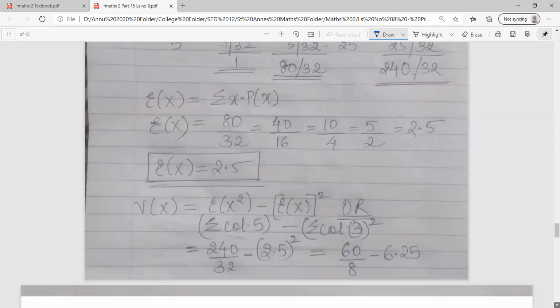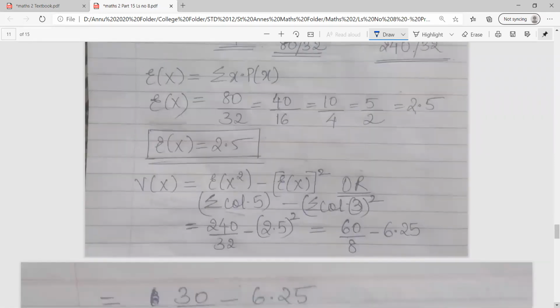So now it is very easy for us to calculate E of x. E of x is nothing but summation x into P of x. So E of x is 80 upon 32. On reducing, I get 40 by 16, 10 by 4, 5 by 2, and finally I get the answer as 2.5. So E of x is nothing but 2.5.